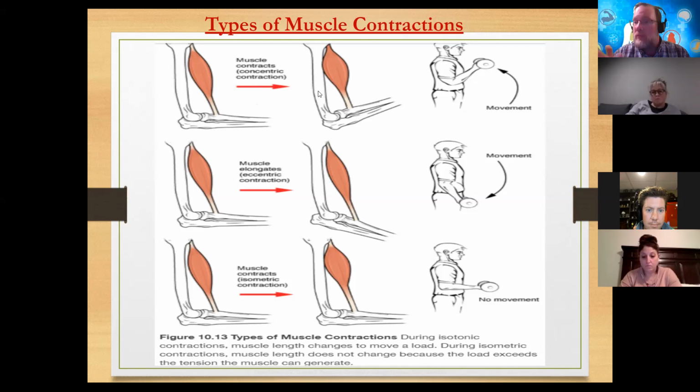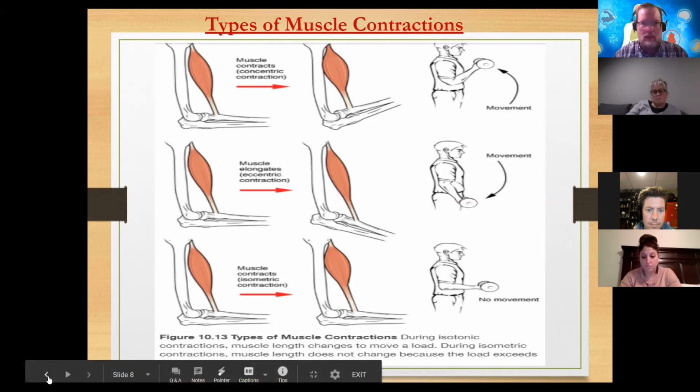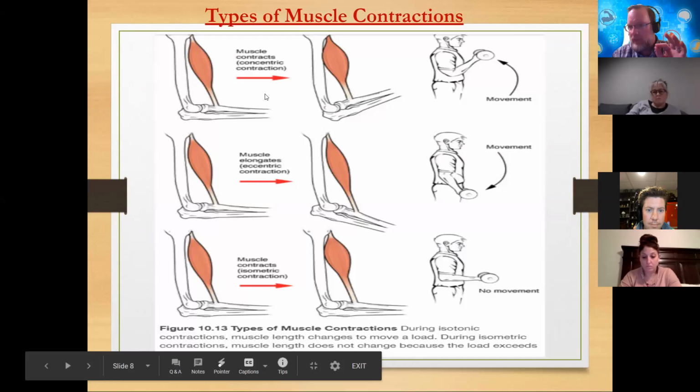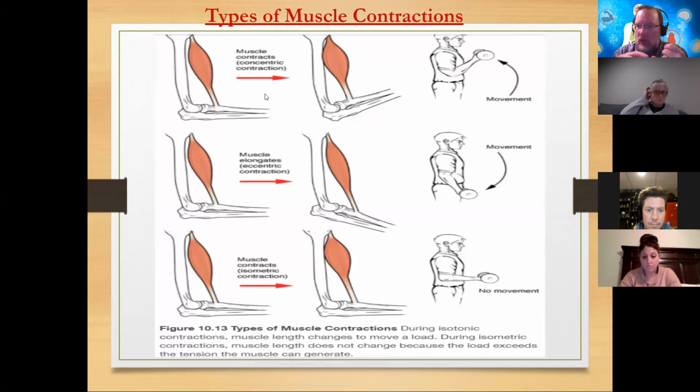Okay, so muscle contraction types. We went through the connective tissue components. Now, different types of contractions. We really just see two main types. We see what's called isometric versus isotonic. The isotonic contraction is generally how you guys want to approach it, and it's going to involve a range of motion.